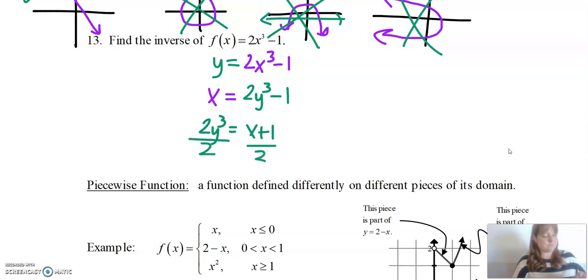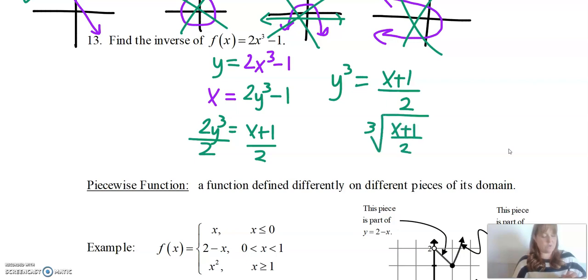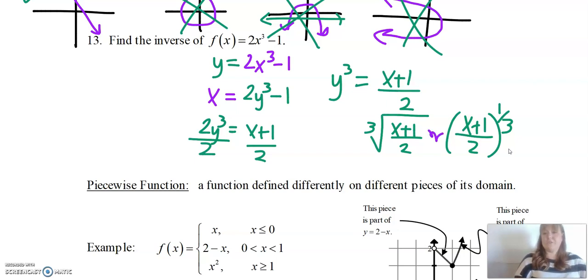Divide by 2. So I have y cubed equals (x plus 1) over 2. Now to get rid of the cube, I can take the cube root. So I could have the cube root of (x plus 1) over 2, or you could have written this, remember, as (x plus 1) over 2 to the 1/3, because that means the same thing. So here's our inverse. That's it. We would write it as y inverse of x equals, and then we write the actual inverse function.